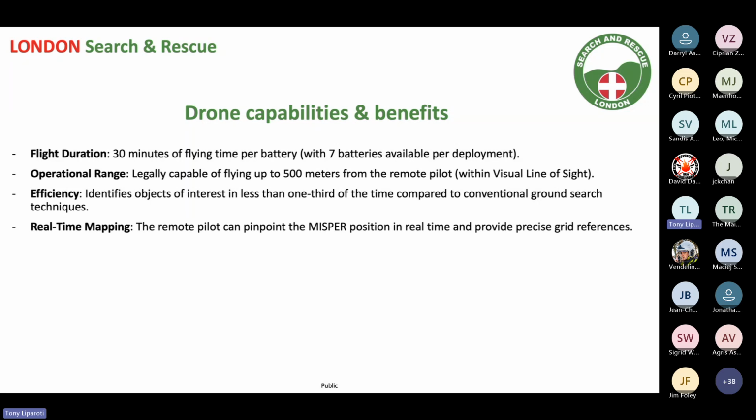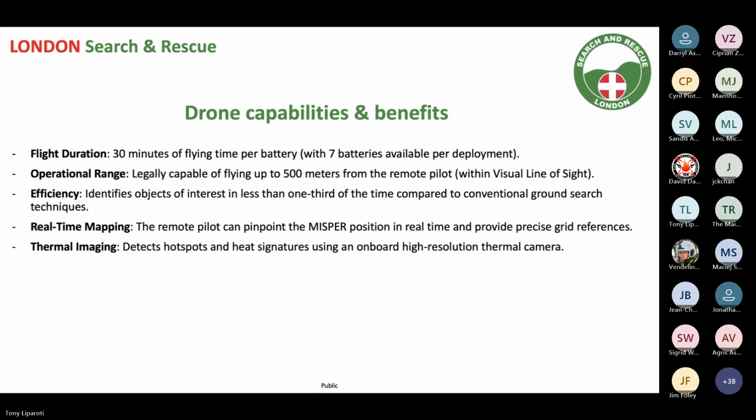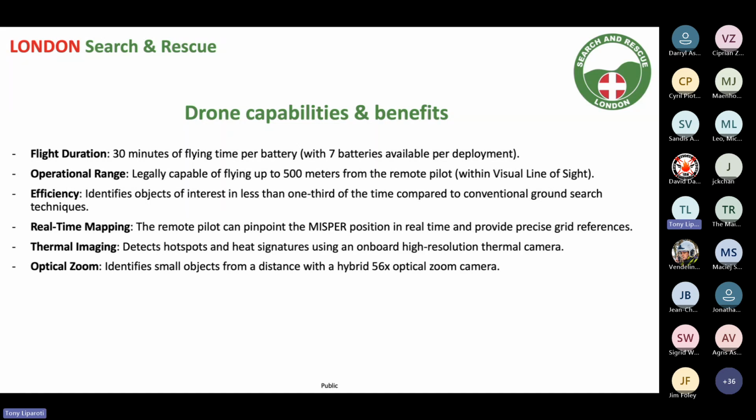Real-time mapping, the remote pilot can pinpoint the missing person's position in real time and provide a precise grid reference. Thermal images, which is a great capability, can detect spots and heat signatures, and further investigation can be done. This particular drone that we're using has a very, very high resolution thermal camera, despite the small size. Optical zoom, another fantastic capability, can identify small objects. The type of hybrid sensor is a 56 times optical zoom camera.